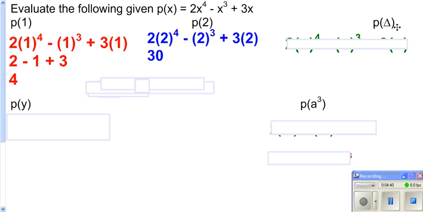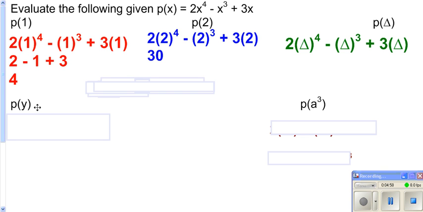P of triangle, well, whatever's in the parentheses here is what you got to replace all your x's with. So in other words, instead of having x's here, we're going to have our triangle. So you'll have 2 times triangle to the 4th minus triangle cubed plus 3 times triangle.